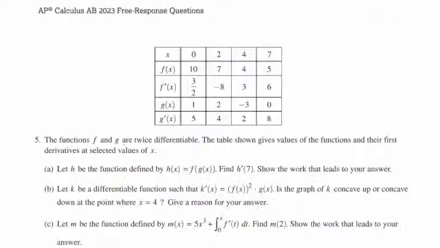Problem number 5, the functions f and g are twice differentiable. The table shown gives values of the functions and their first derivatives at selected values of x. Part A, let h be the function defined by h of x equal to f of g of x. Find h prime of 7. Show the work that leads to your answer.